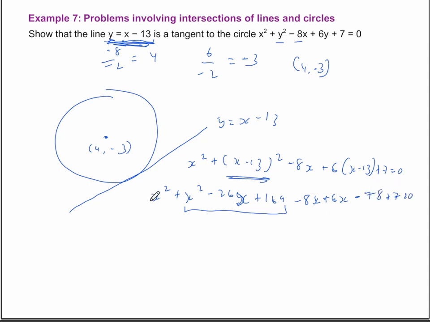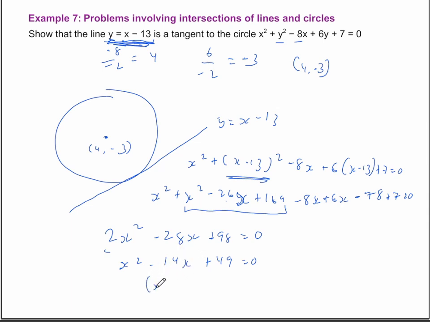And then from that, we can simplify. So x squared plus x squared is 2x squared. Negative 26x minus 8x plus 6x is going to be negative 28x. Then 169 minus 78 plus 7 is just 98, and that equals 0. Obviously, we can simplify this. Dividing by 2 on all sides, we get x squared minus 14x plus 49 equals 0. And solving this for x, remember this is just a perfect square.